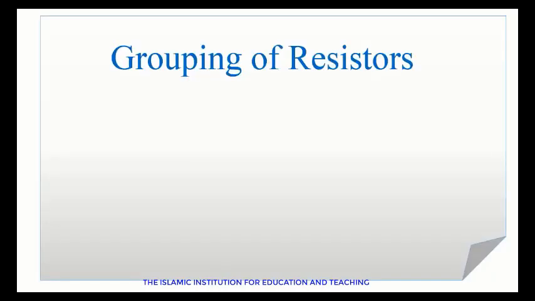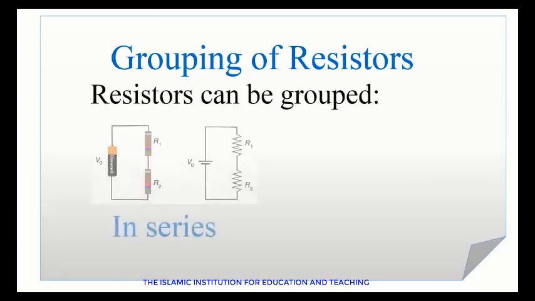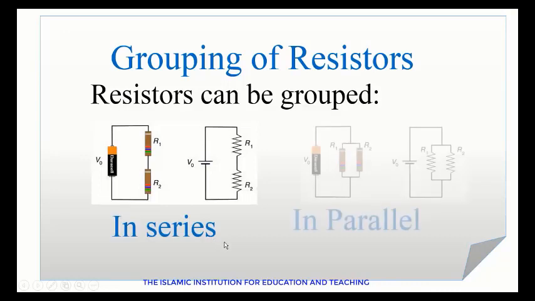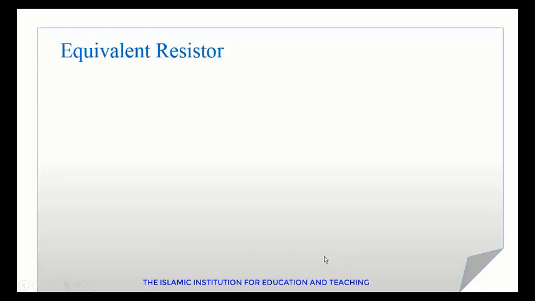Well, resistors are electrical components that can be grouped together. They can be either grouped in series, as this figure shows. R1 and R2 are two resistors connected in series across a dry cell, and they can be grouped in parallel, as this figure shows. Each grouping of resistors is equivalent to a resistor called equivalent resistor. What is an equivalent resistor?